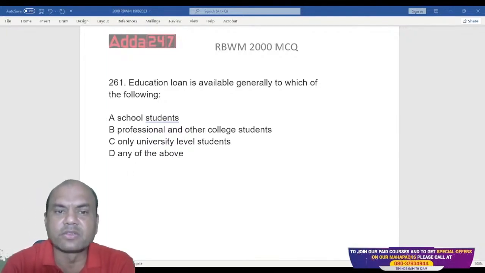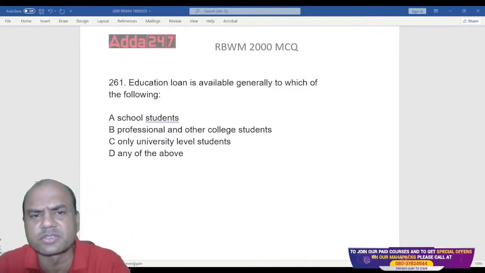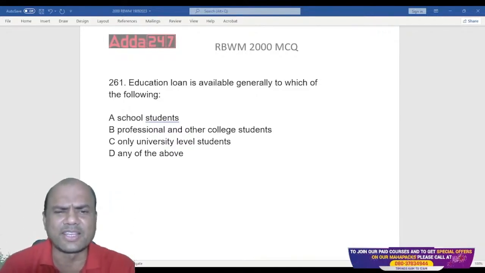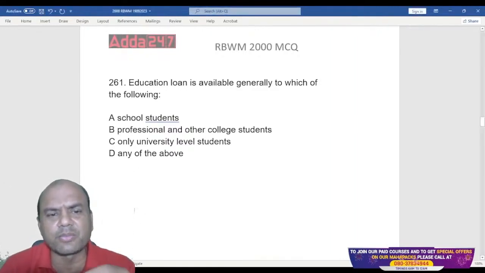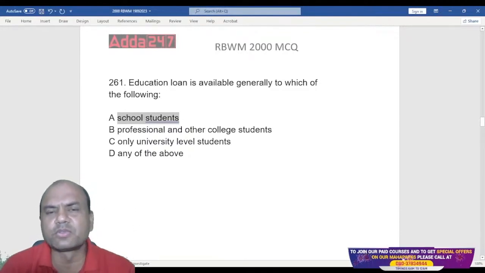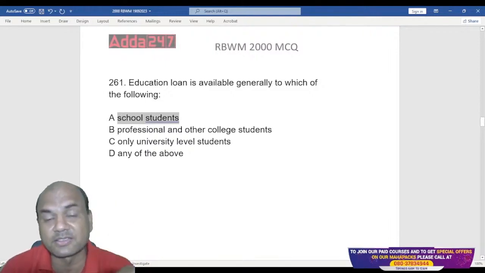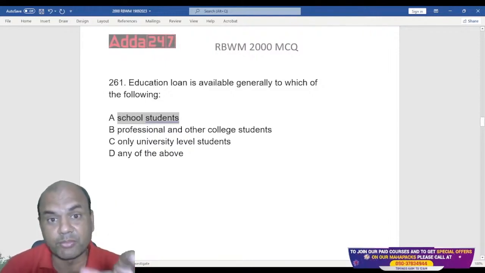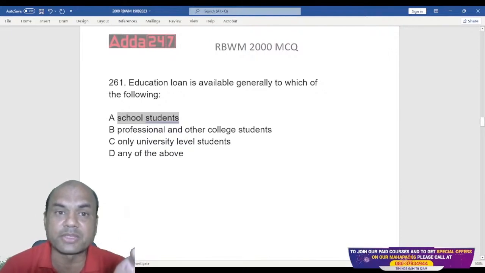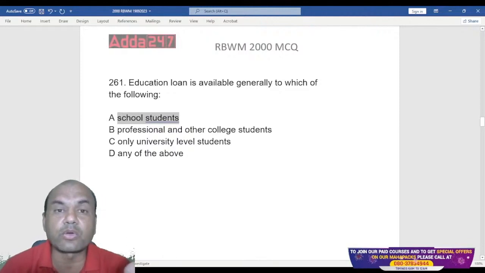Who gets the education loan? School students? Now, have you seen any schools getting the education loan? I think so. Within some years, they'll also require it because the school fees are so huge now, isn't it? Look at the primary school fees in the private schools. They are around 2 lakhs, and in metro cities, they are around 4 to 5 lakhs. Many of you might be staying in metros, and you might be seeing those private school fees. In tier 2 cities, they are around 1 and a half lakhs.